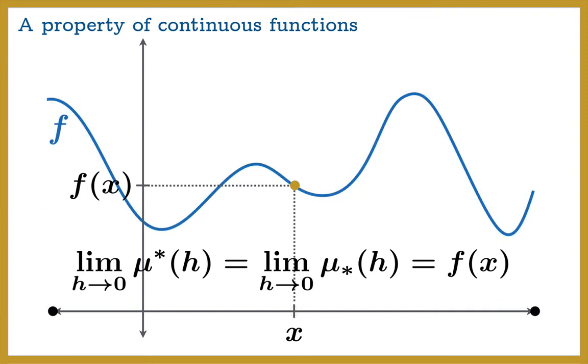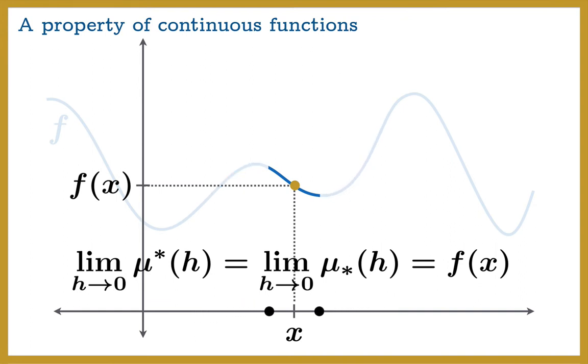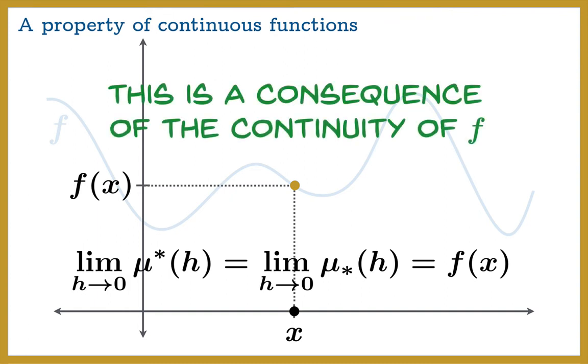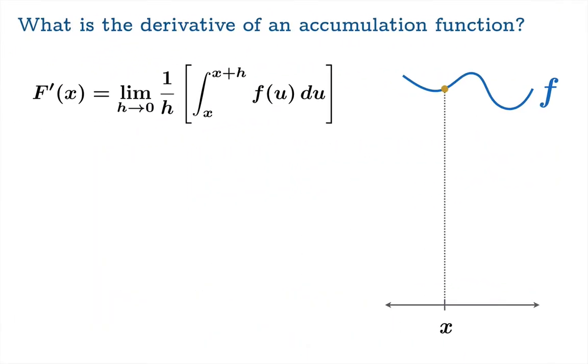So once again, watch what happens. Just try to imagine where mu upper star and mu lower star occurs for each of these values of h, and you'll see that as h goes to 0, the options really shrink, and ultimately you approach f of x. So this is a consequence of the continuity of f. This is where the continuity of f really kicks in, and this is what allows us to prove the fundamental theorem.